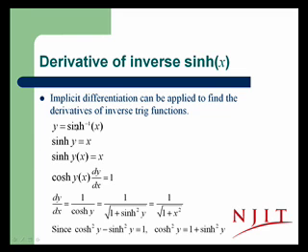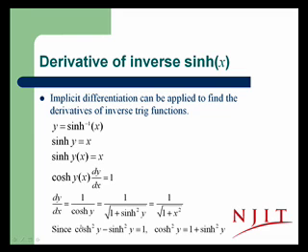We have y is the inverse hyperbolic sine of x. We operate on both sides with the hyperbolic sine, giving us sinh y equals x. Treat y as a function of x. The derivative on the left, the derivative of sinh is cosh, so we have cosh y times dy dx is 1, giving us dy dx is 1 over cosh of y.